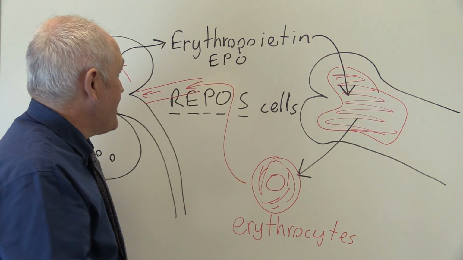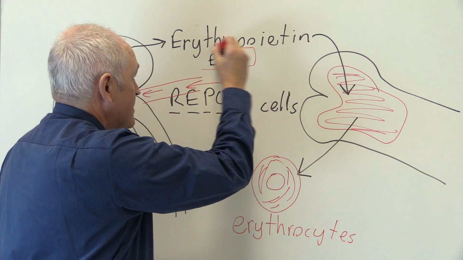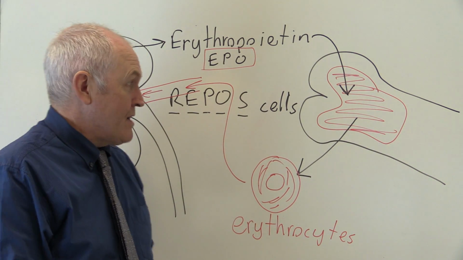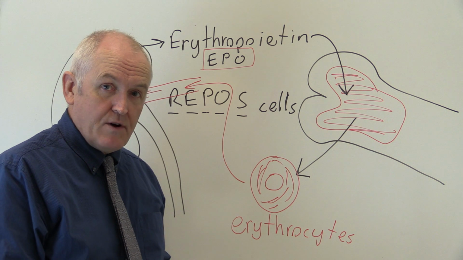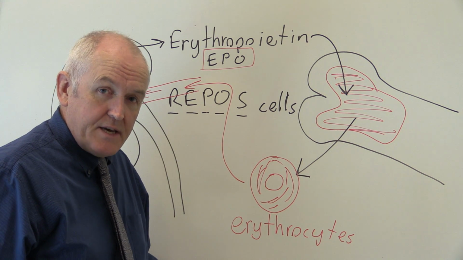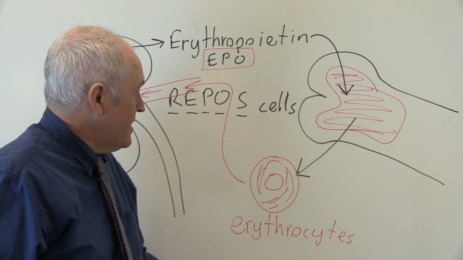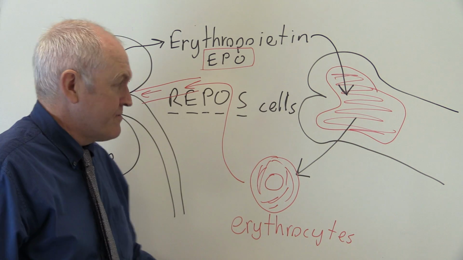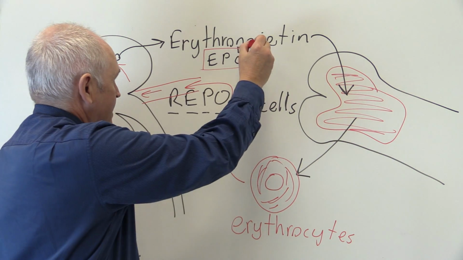You just give them an injection of EPO, the pharmaceutical form of erythropoietin, and their red bone marrow will produce their own red cells, therefore reversing the anemia of chronic renal failure. So excellent news for patients who have renal failure. EPO is now available.